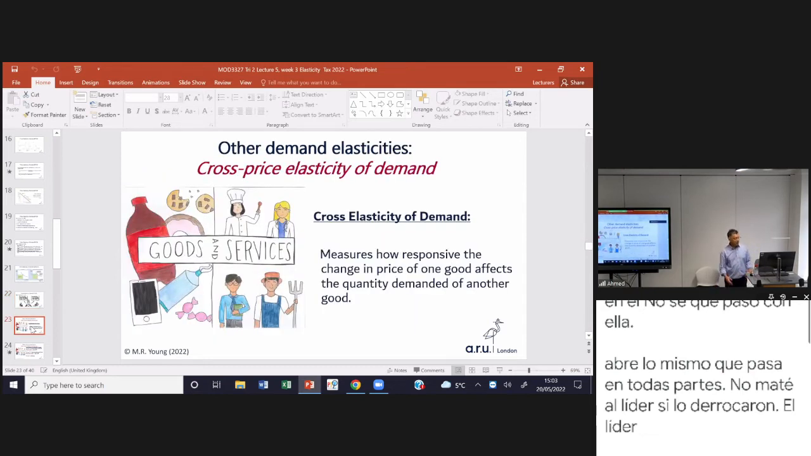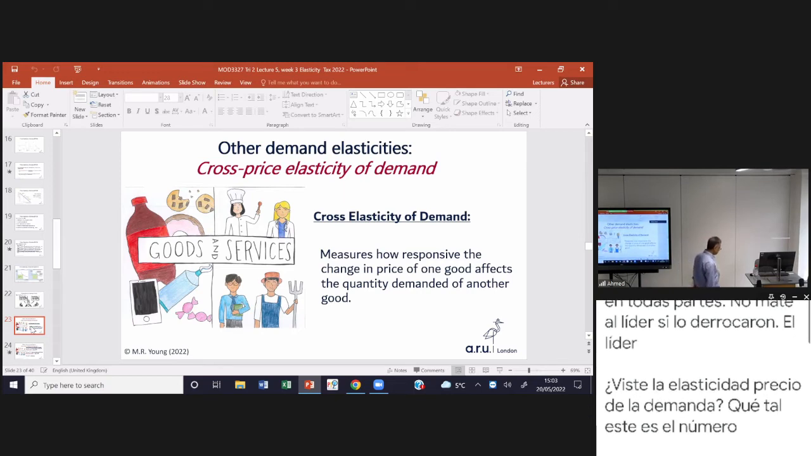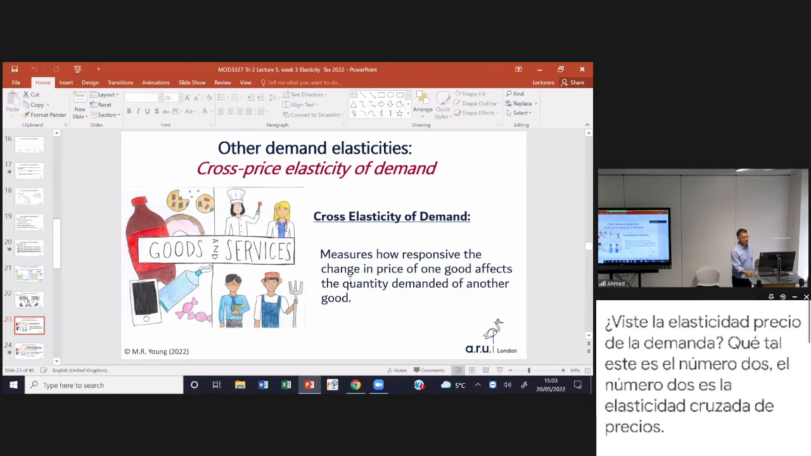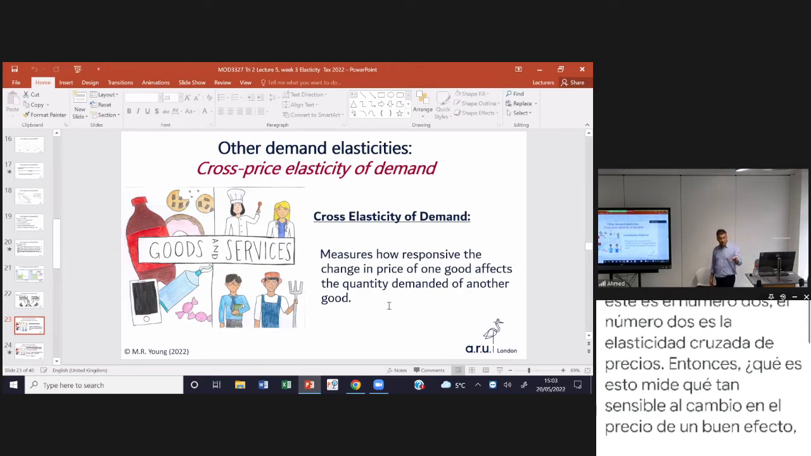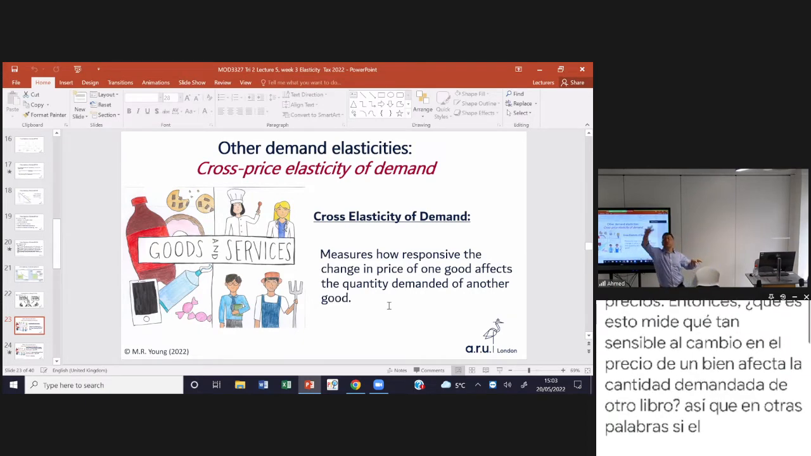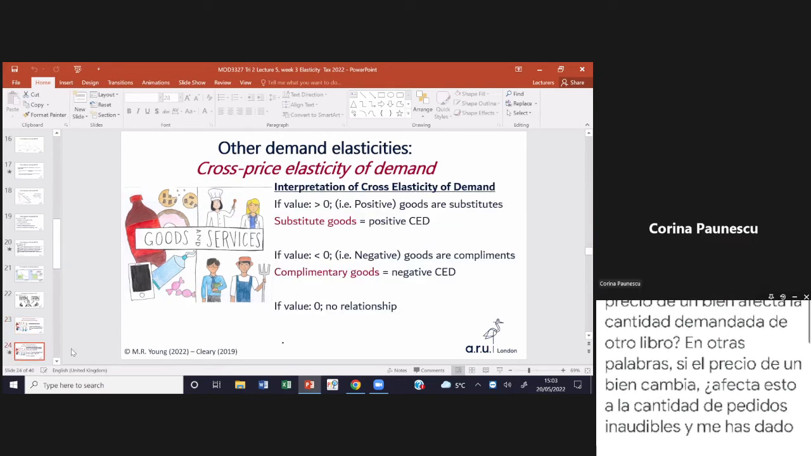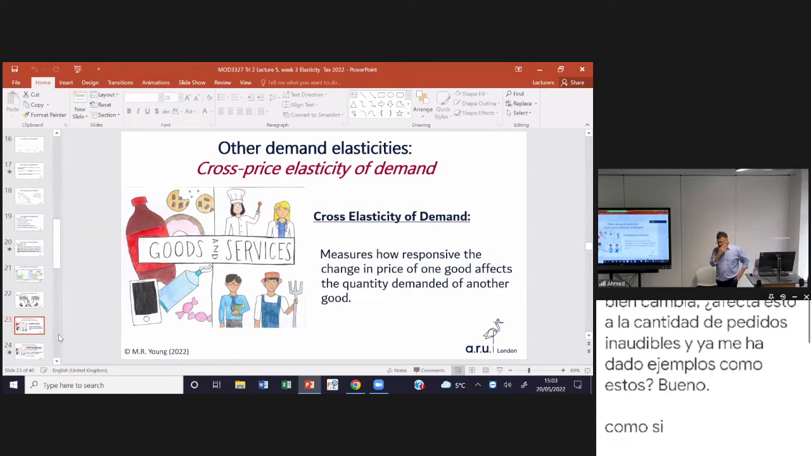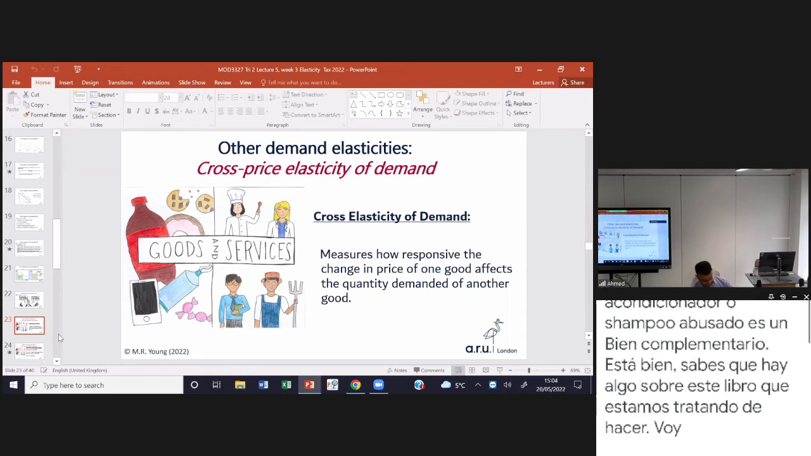Okay. Now, that was price elasticity of demand. Number two is cross price elasticity. So what is this? It measures how responsive the quantity demanded for one good is to a change in the price of another good. In other words, if the price of one good changes, does this affect the quantity of another good demanded? Now, you've given me examples like this already, like shampoo and conditioner. These are complementary goods. But I'm going to give you the same example as the textbook. I don't want to give you my example a lot. I want you to read the textbook and get to the same result I got to.